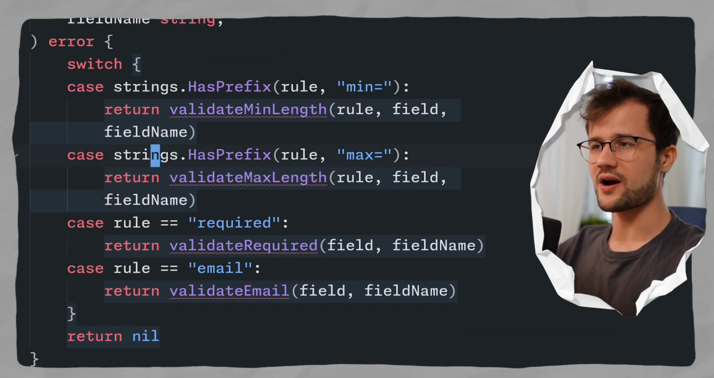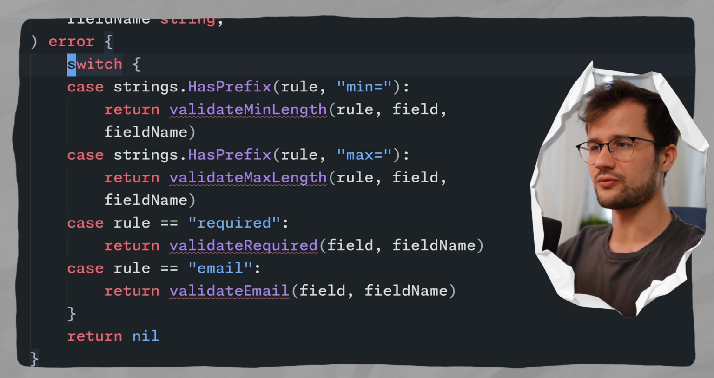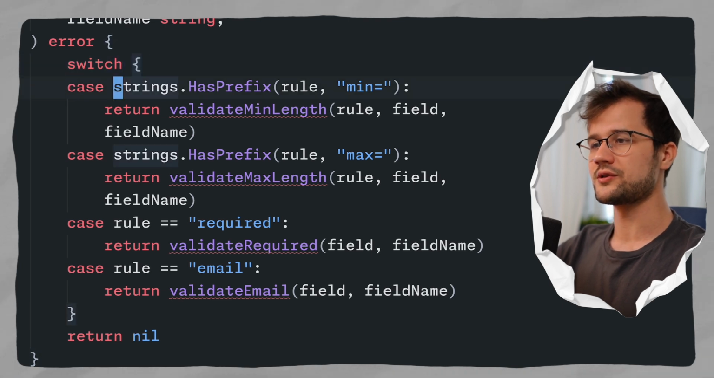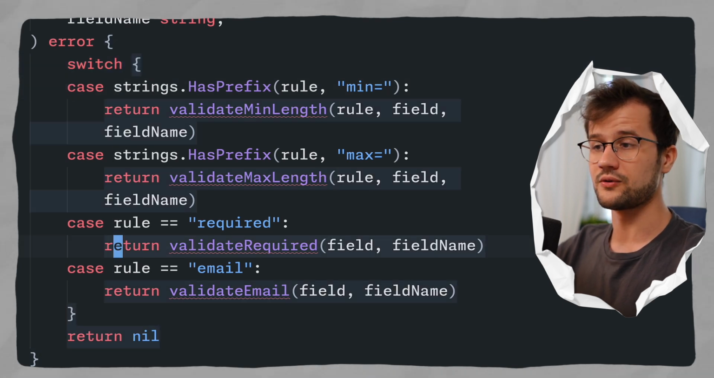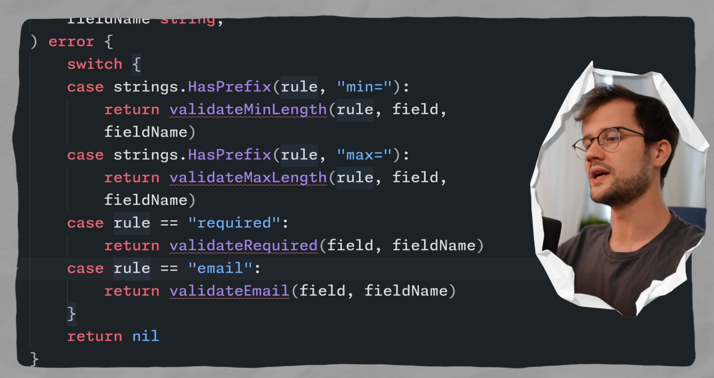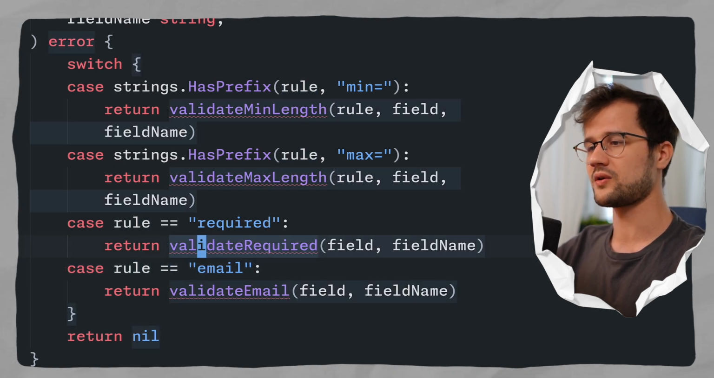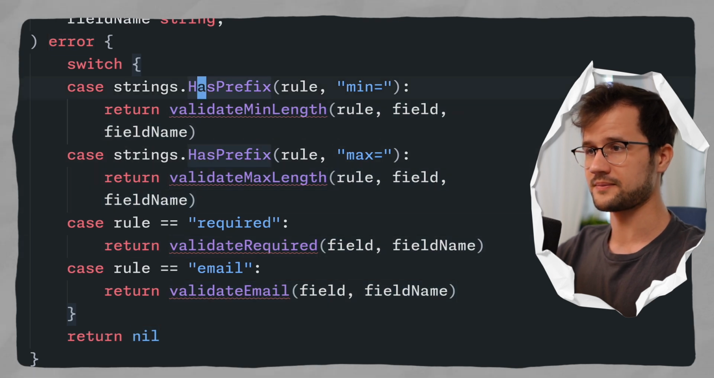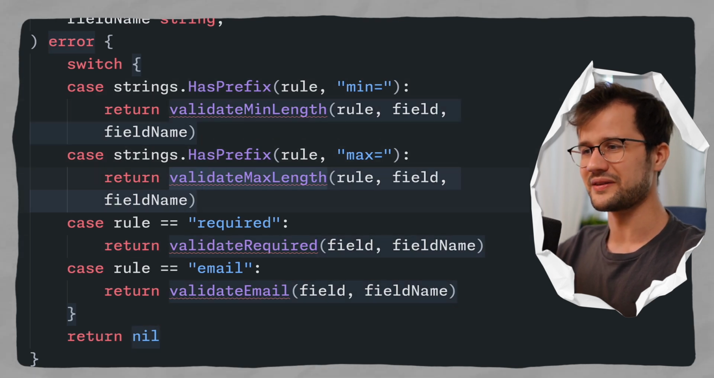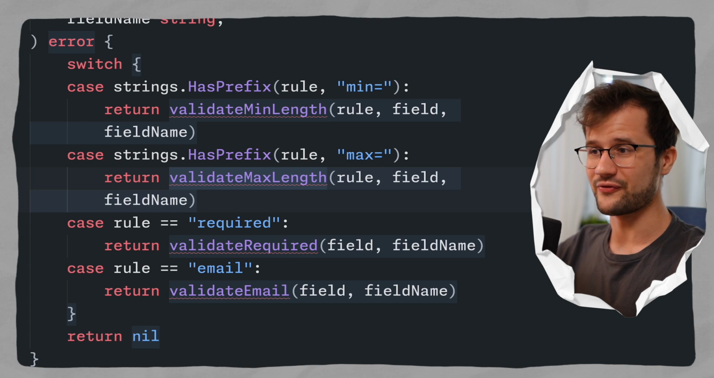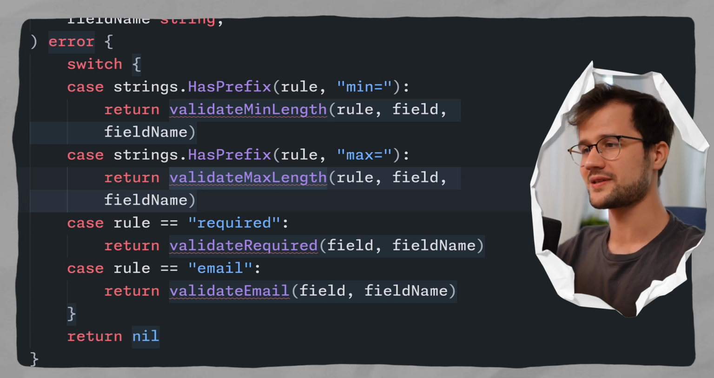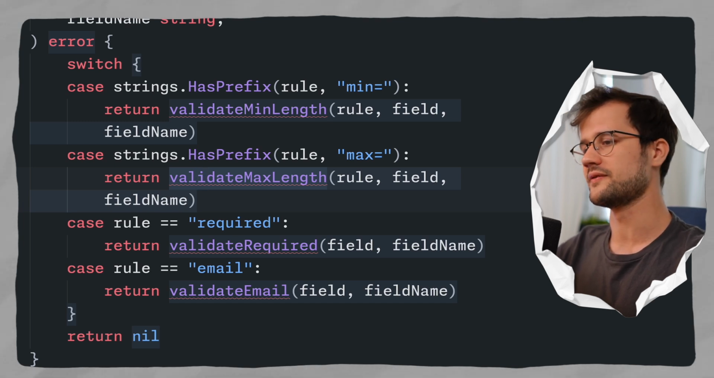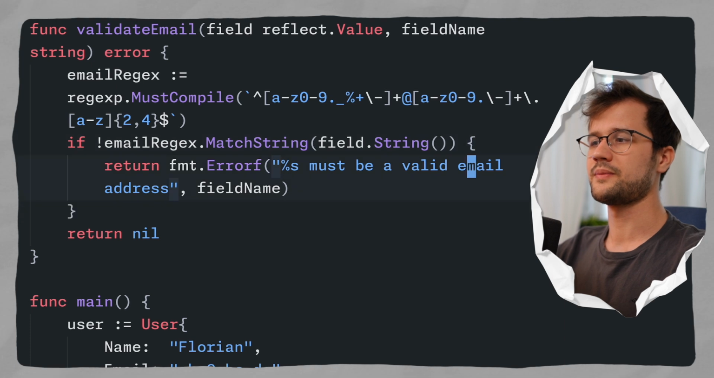Now in this function, I'm just going to paste in this functionality here, right? So all we have now is a simple switch case again, which just checks for the prefix, if the rule is required, or if the rule is equal to email, for instance. And then we call and return the correct function for that. So let me quickly implement these functions. Now, like I said before, the logic is pretty much the same, so I'm just going to declare the functions here. Right, and that is pretty much it.